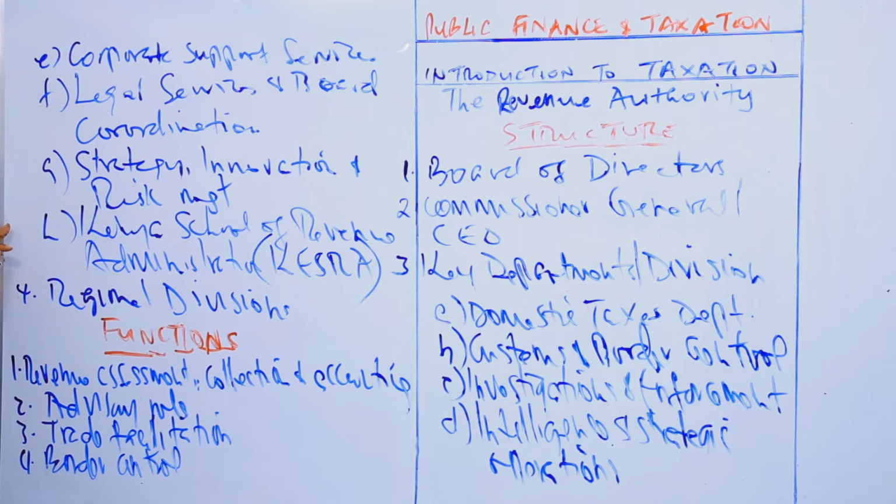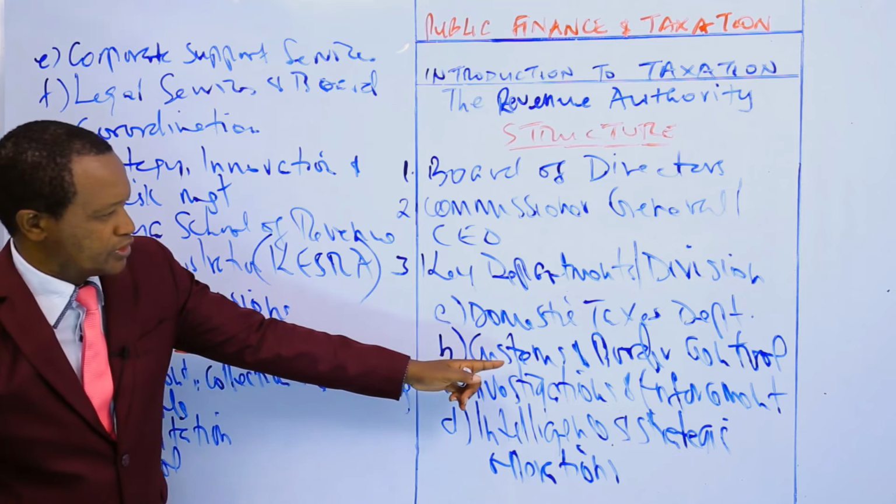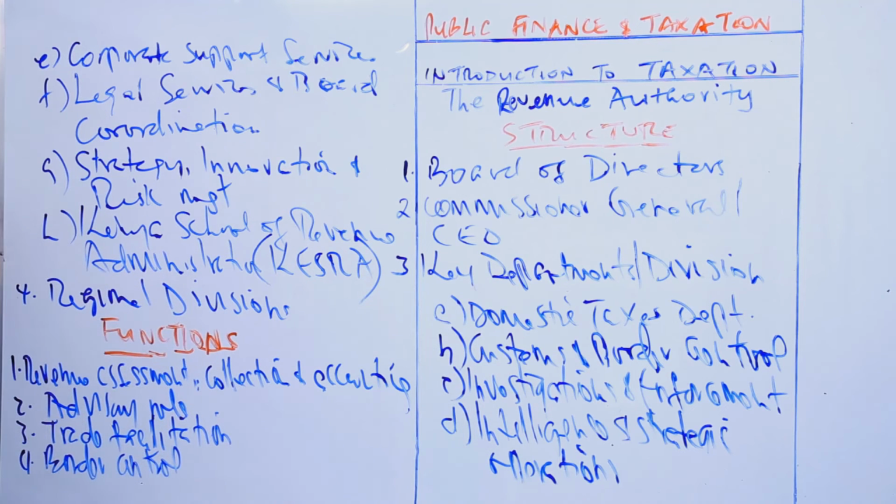4, border control. Because remember, we identified one of the departments, the customs and border control department. This department is in charge of managing and securing the country's borders, working to prevent smuggling, counterfeiting, and other illicit activities.